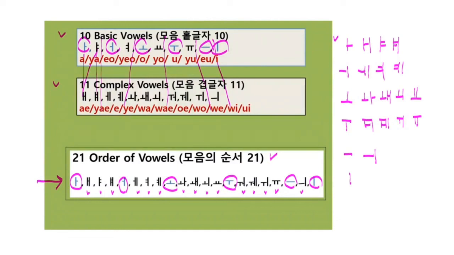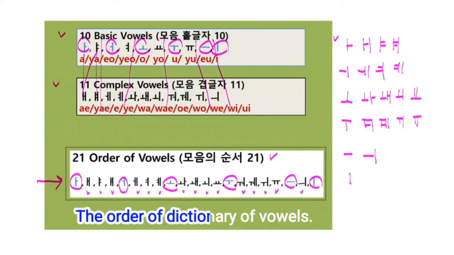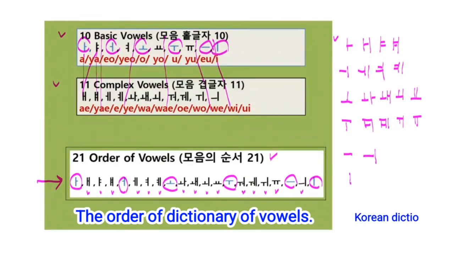This is the rule for the order of the dictionary of vowels. So when you use a Korean dictionary, you can find Korean words in this order. Okay, good. Don't forget that the basics are the most important. Okay?